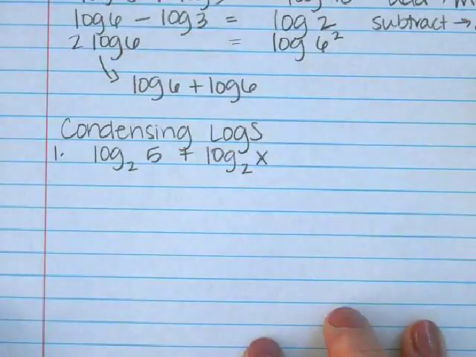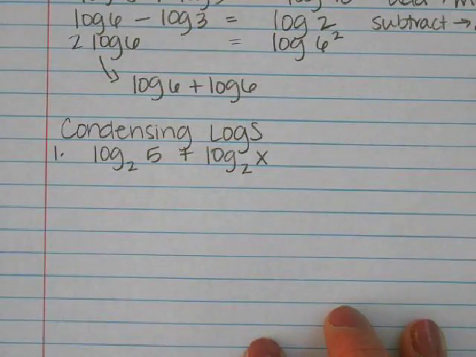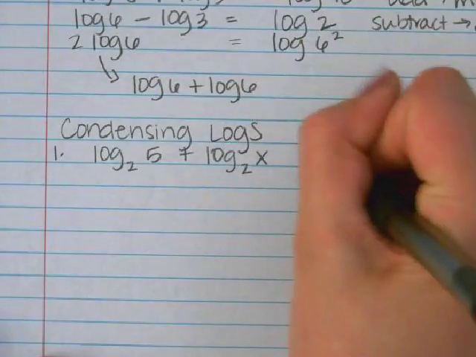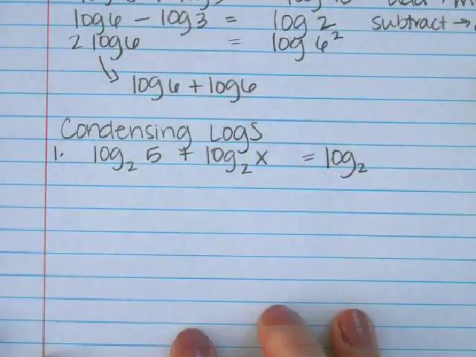So this is log base 2 of 5 plus log base 2 of x. And this is the expanded form. I can tell that it's expanded because the word log is used twice. So for us to condense this down, we only get to use the word log once. So we're going to say log base 2, and we only get to write it that one time.